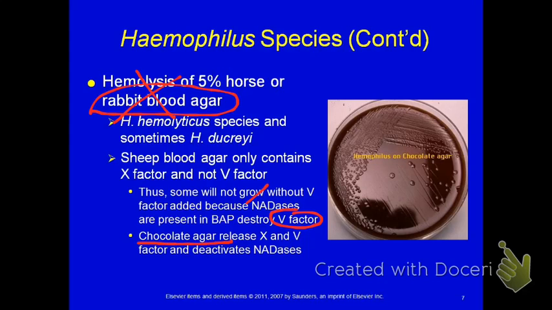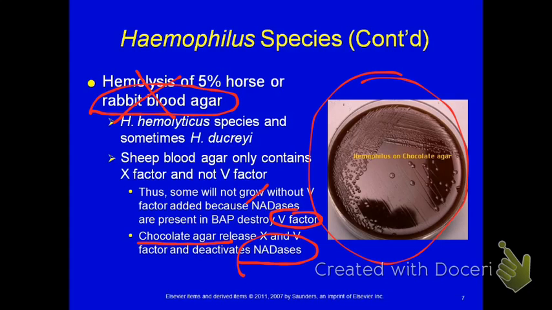Now, how would you prepare it? Diba, you prepare it by heating the blood agar plate until such time that the blood, which is red in color, will turn brown, which appears like this one, a chocolate. So, since a chocolate agar plate is a heated blood, and heat destroys the enzymes, the heat destroys the NADase. Therefore, chocolate agar would release the X and V factor and deactivates NADase.